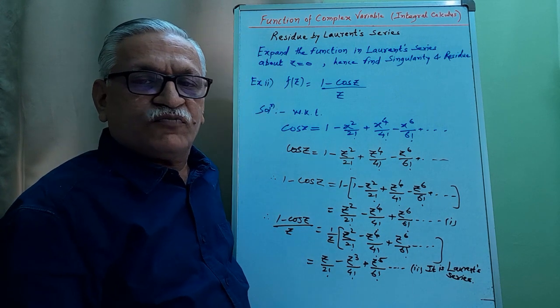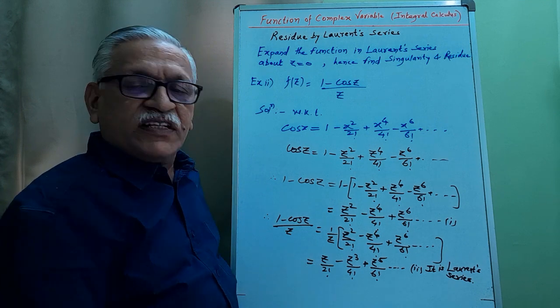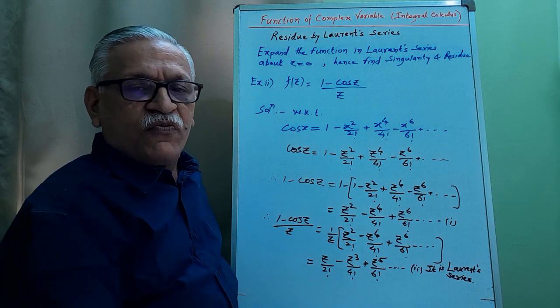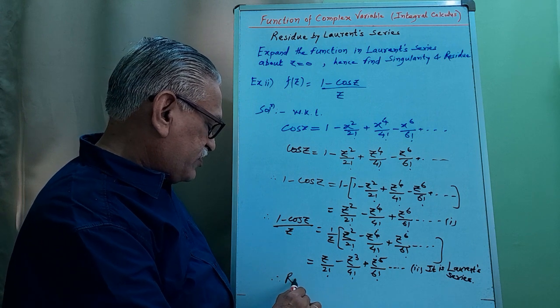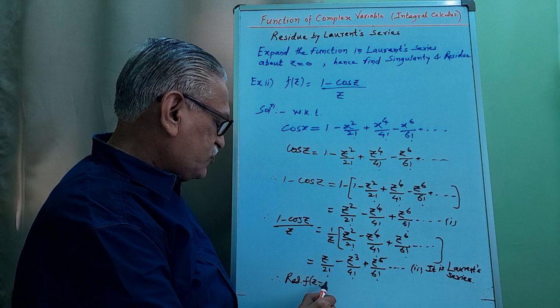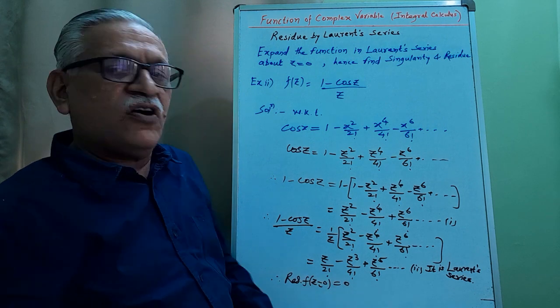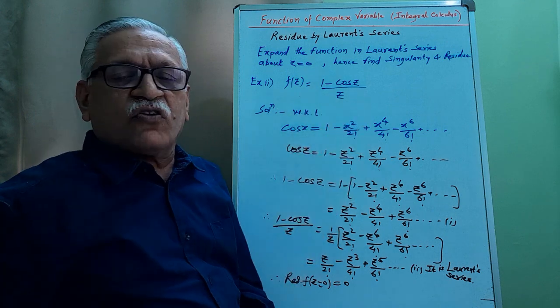At pole z is equal to 0, we check whether there is any term of 1 upon z minus a. No, there is no term of 1 upon z minus a, and therefore the residue is 0. The residue of that function at z is equal to 0 is 0 here, or no residue, for this function f of z is equal to 1 minus cos z upon z.